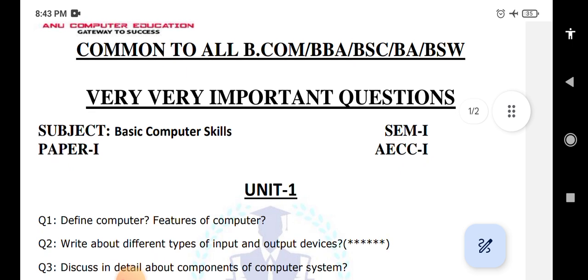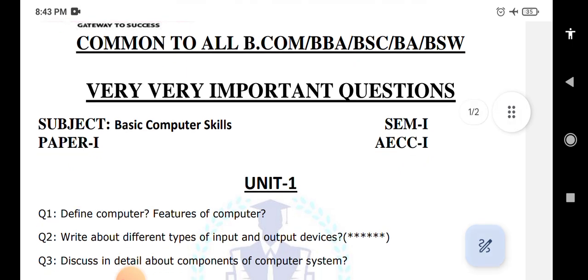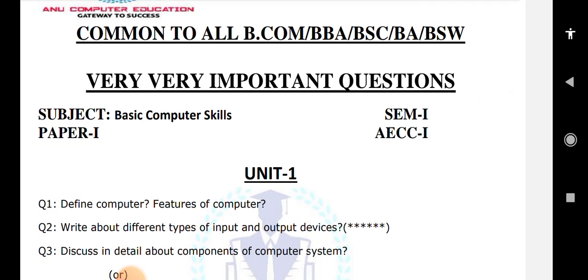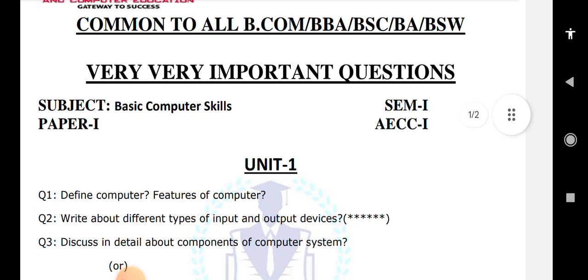So what is computer? You know, computer is an electronic device which is used to perform arithmetical and logical operations. Okay, the features of computers are speed, diligence, accuracy. These are all the features of computer.